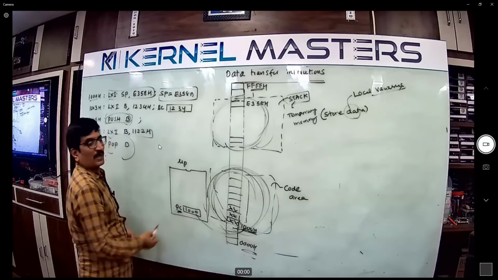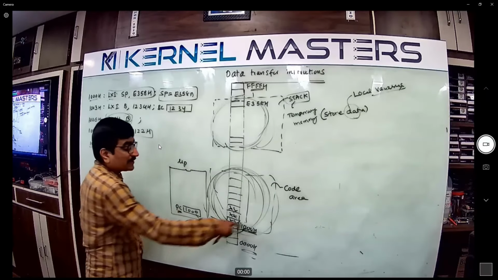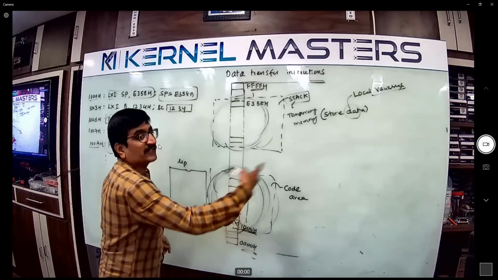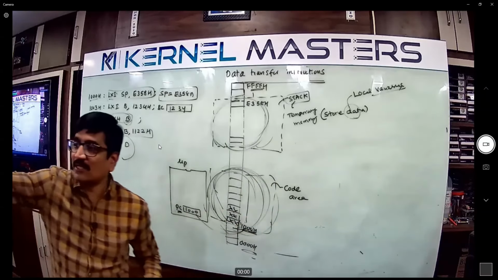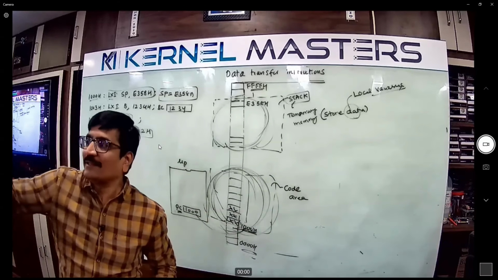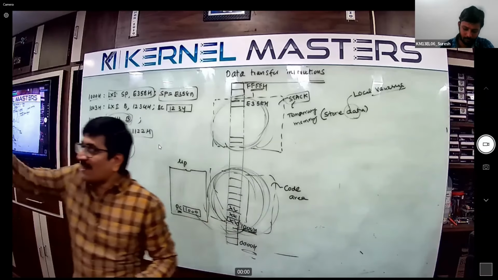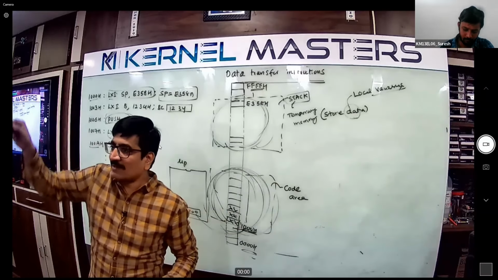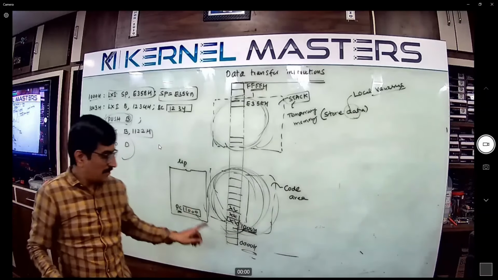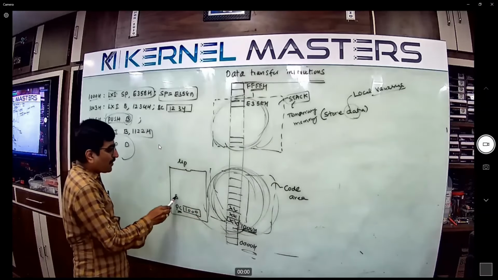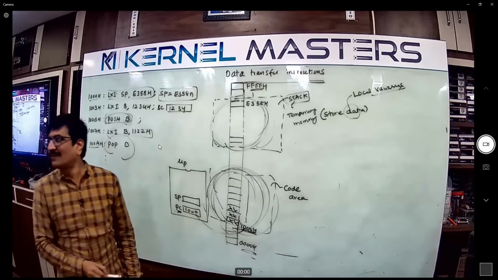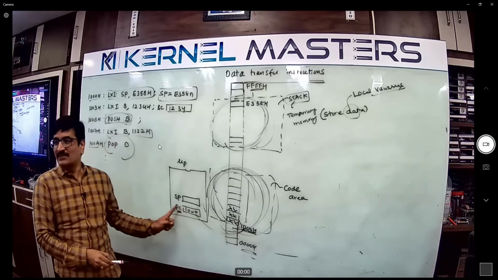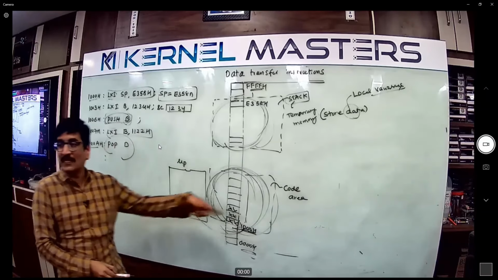Program counter. Program counter holds the address of the next instruction. Program counter keeps on incrementing. The program runs line by line, first line, next second line. Understood? Program counter. Similarly, we have one more. This is the right time to discuss the stack pointer. Stack pointer.